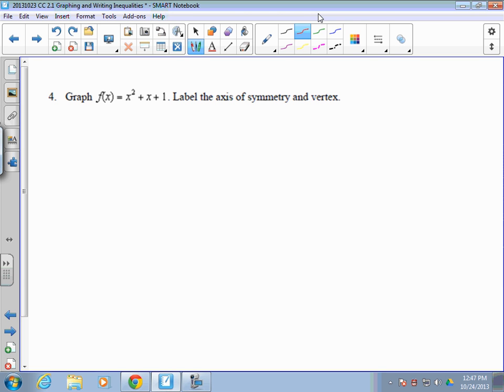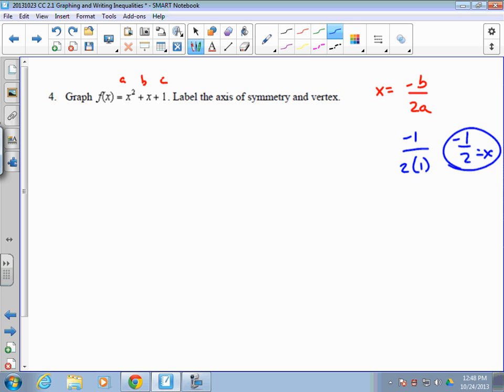This is Algebra 2, test number 11, part 2. We're picking up with number 4, labeling this quadratic f of x equals x squared plus x plus 1. First thing you need to do is find what x is. X is negative b over 2a. A, b, and c. So negative b would be negative 1 over 2 times a, 2 times 1. So negative 1 over 2 is your x value.